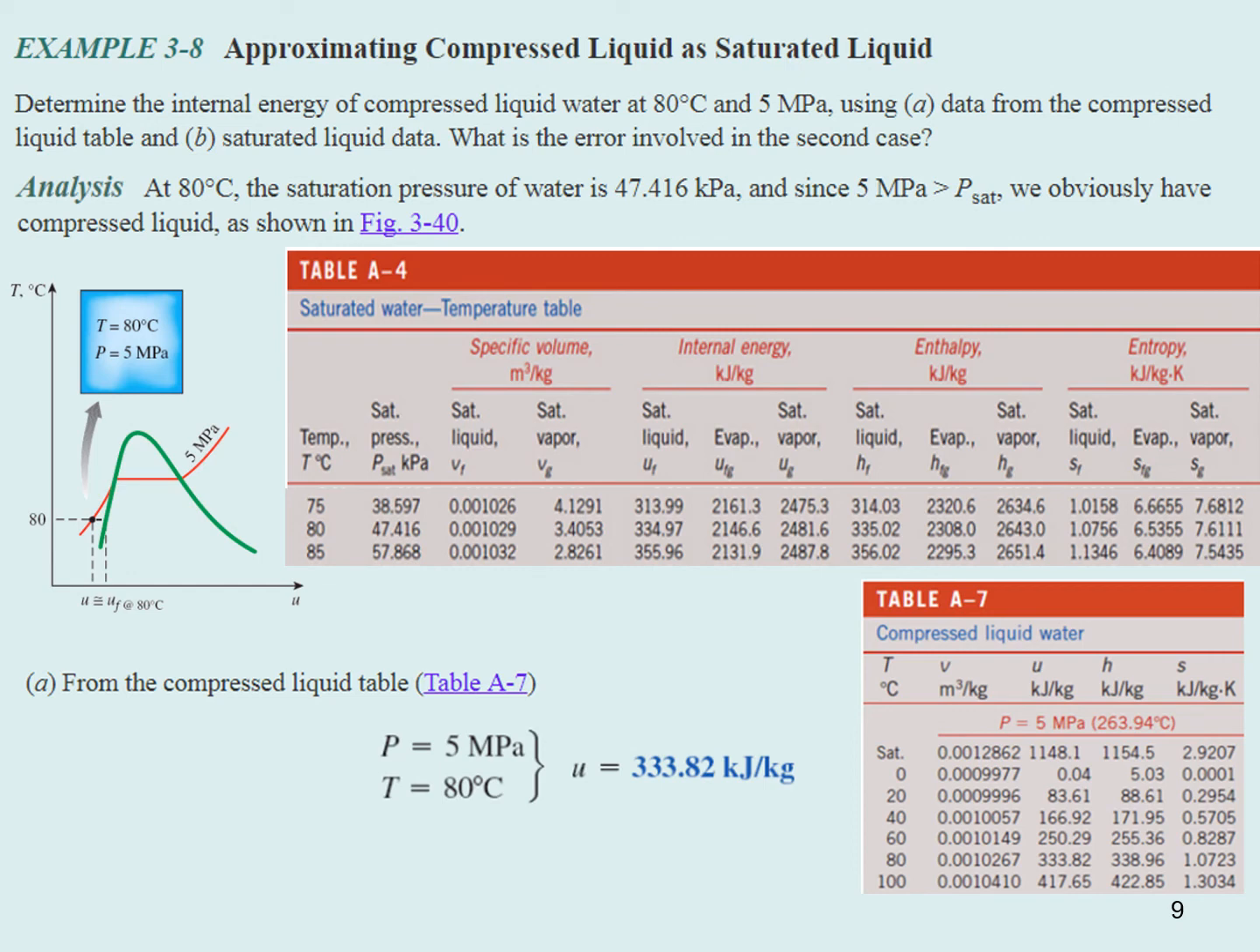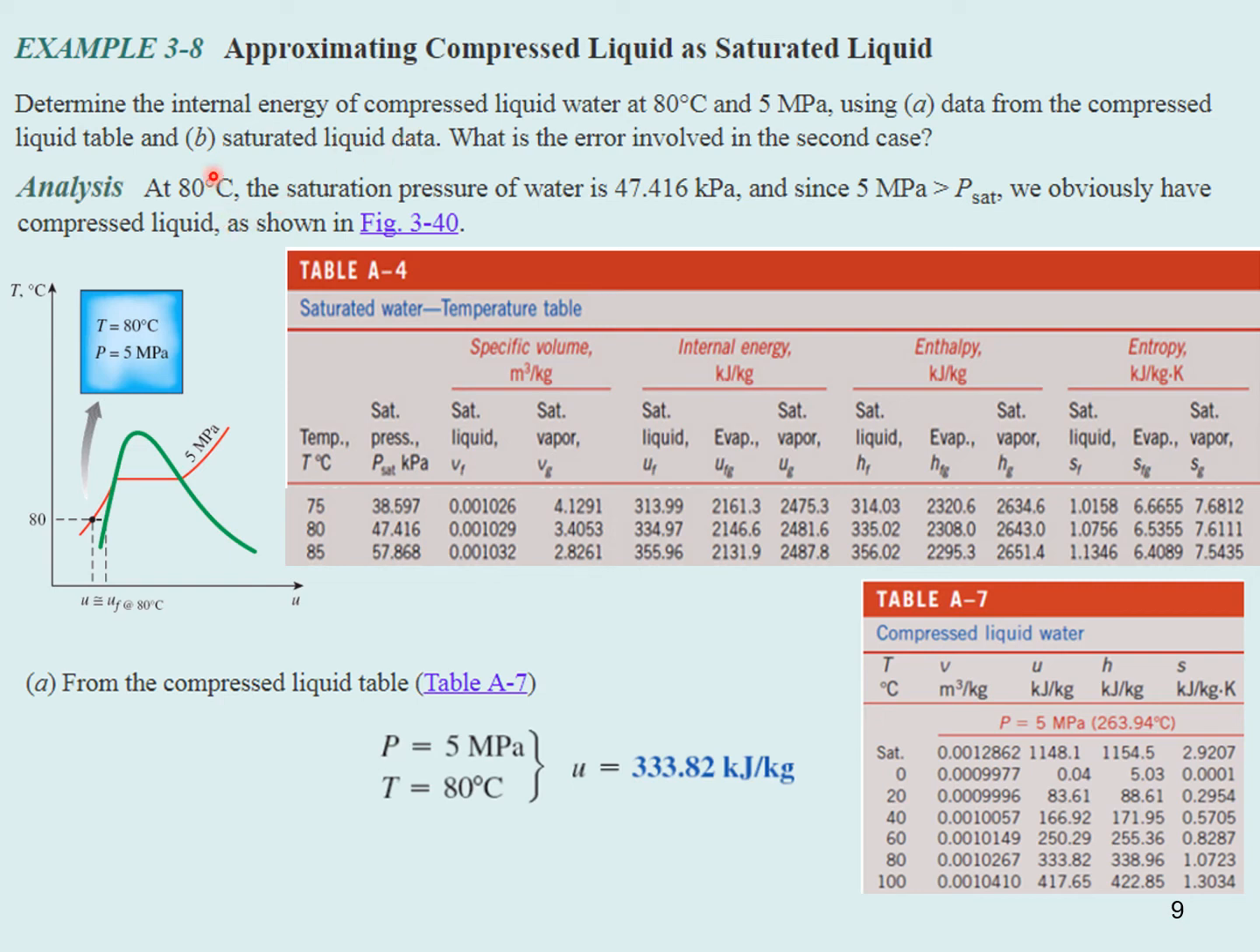Let's take a look at example 3.8. Determine the internal energy of compressed liquid water at 80 degrees C and 5 million pascals using, part A, data from the compressed liquid table, and part B, the saturated liquid data. What's the error involved in the second case?